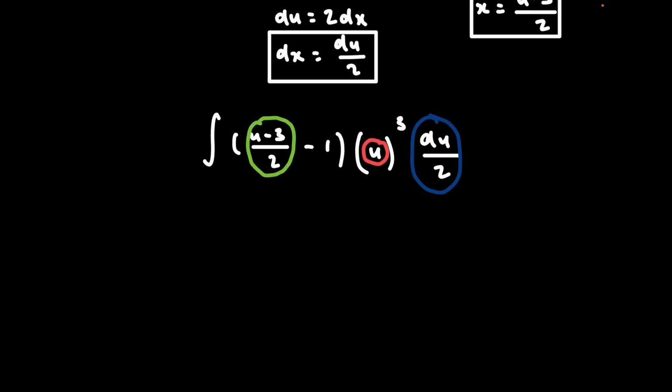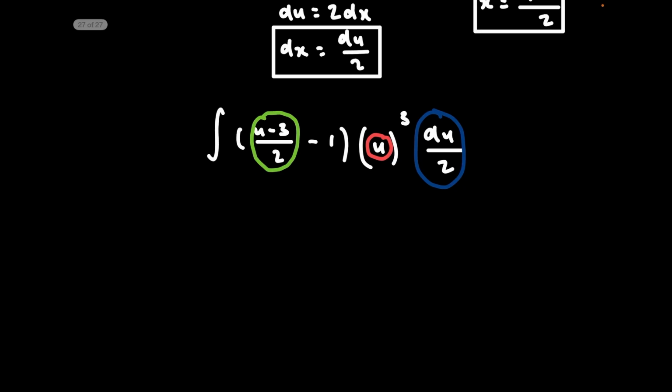I simply just don't like fractions inside integrals, so what I like doing is simplifying and bringing all the constants, scalar multiples, out the front of the integral. So integral of u take 3 take 2 on 2, that's how you simplify that bracket here, because 1 is the same as 2 divided by 2, and that times u to the power of 3 du. And the divide by 2, I'm just going to bring it out the front.